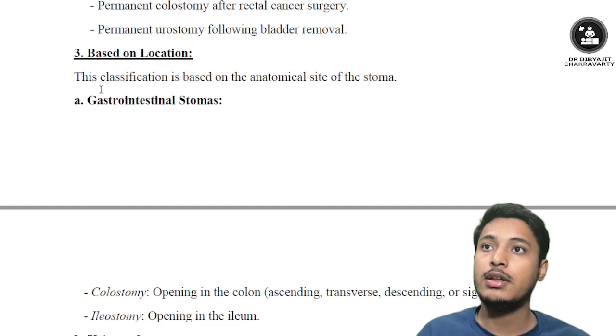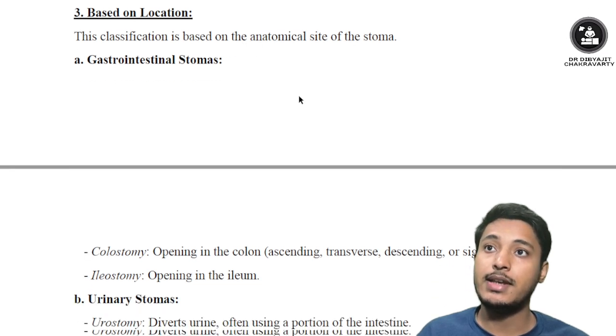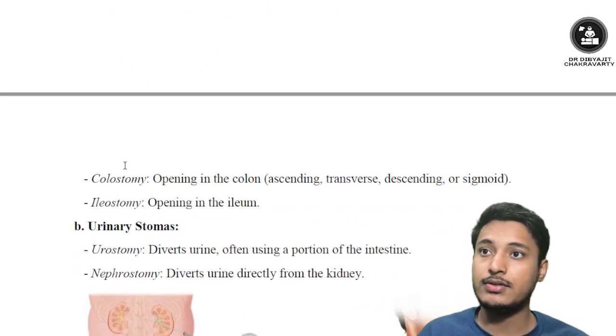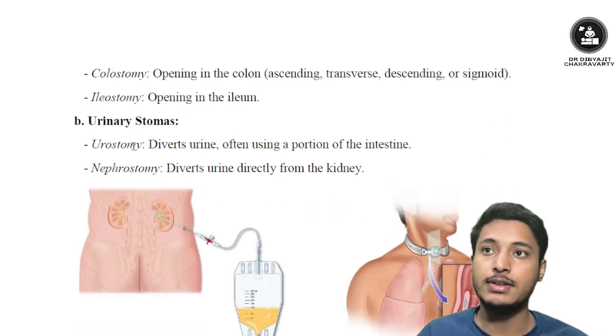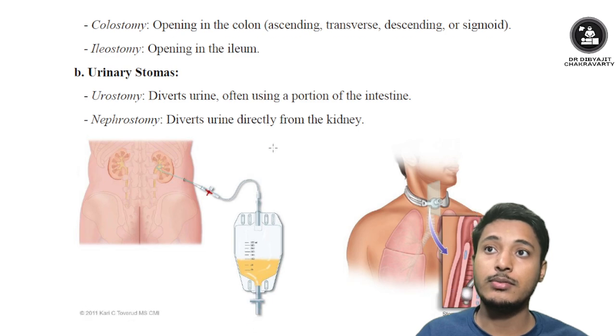Based on location, this classification is based on the anatomical site of the stoma. It may be a gastrointestinal stoma like colostomy, ileostomy, as we have already discussed. It may be a urinary stoma like urostomy or nephrostomy.